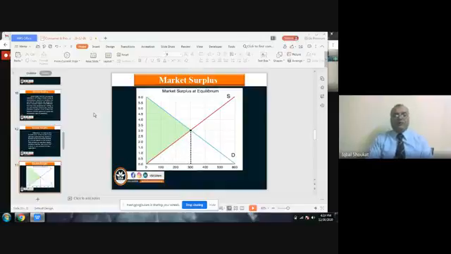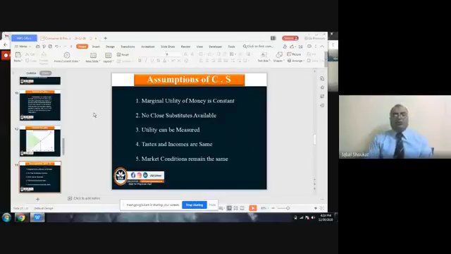That is known as the best alternative foregone. Where you want to get the advantage, you will go for that product rather than the same or the previous product. Now, what is the consumer surplus? Consumer surplus is the difference between the price consumers are willing to pay and what they actually pay.